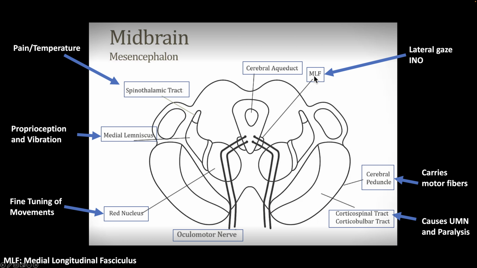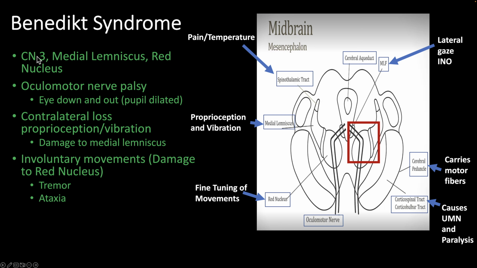And then we have the medial longitudinal fasciculus, which you can see the abbreviation right over here, which is responsible for lateral gaze. If there's a defect, you get internuclear ophthalmoplegia. So the first lesion is going to be localized right around here, and it's going to be called Benedikt syndrome. You're going to get a problem with cranial nerve number 3, then also the medial lemniscus and the red nucleus.